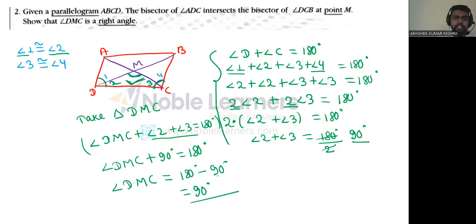And this was the question. You were supposed to prove that DMC is a right angle, and here DMC is my right angle, that is 90 degrees. So this is how we are going to solve this question. I hope you understood this question. This was a good question.